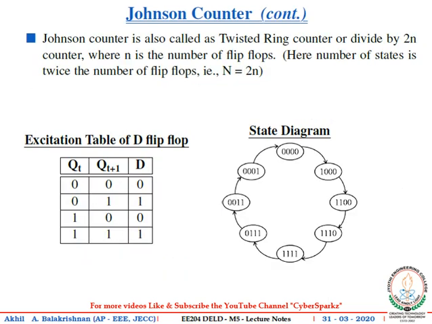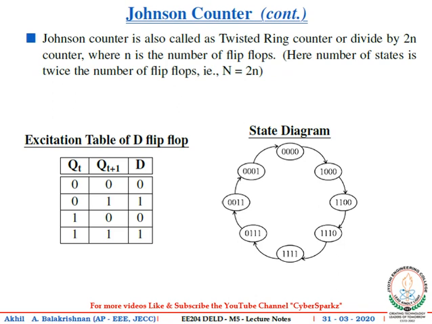The number of states of the Johnson counter will be twice the number of flip-flops you are using. Hence, a Johnson counter circuit is also called a divide by 2n counter circuit. Here, we are going to design a 4-bit Johnson counter circuit using D flip-flop. You can see the excitation table of D flip-flop in the table.